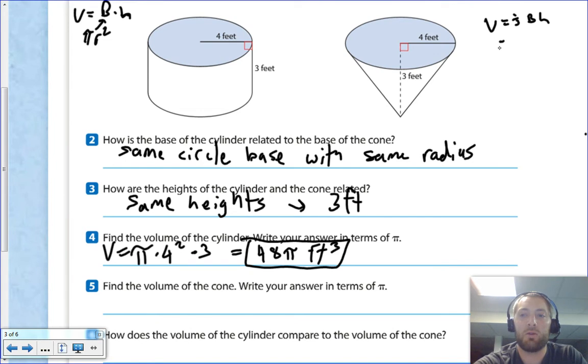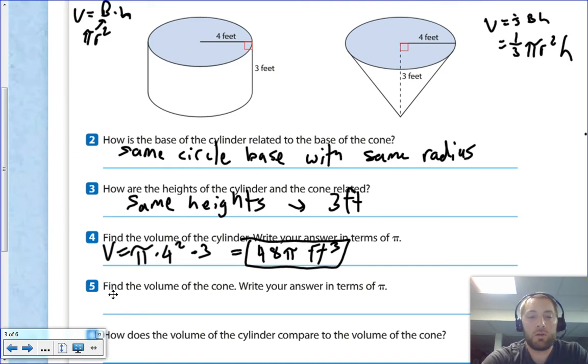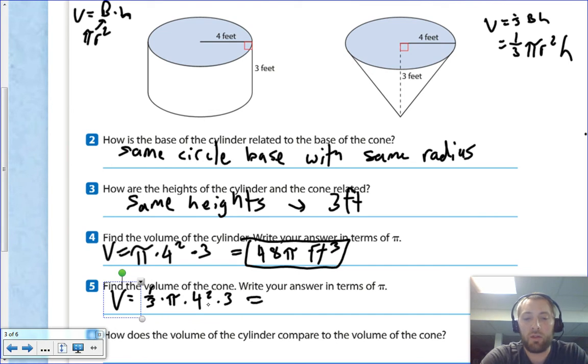So we're going to do everything the same though. It's 1/3 pi r squared times the height. So for this one, we would do exactly the same thing. We would just have 1/3 in there times pi times 4 squared times the height of 3, which is essentially taking 1/3 of 48, because we're just multiplying the numbers together. We're going to leave pi in there. And 1/3 of 48, or 1/3 times 48, or 48 divided by 3, gets you 16. So my answer would be 16 pi feet cubed.